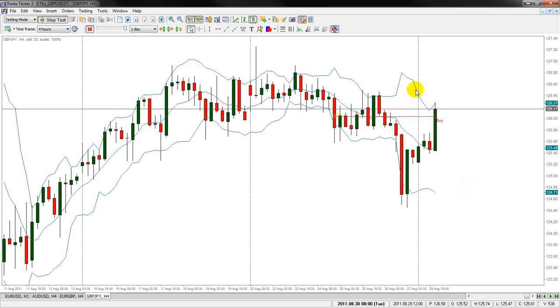Okay. So that trade was a zero R. In other words, I had zero return on my risk. My risk was 90 pips and I made 0 pips, so I had a 0 R trade.